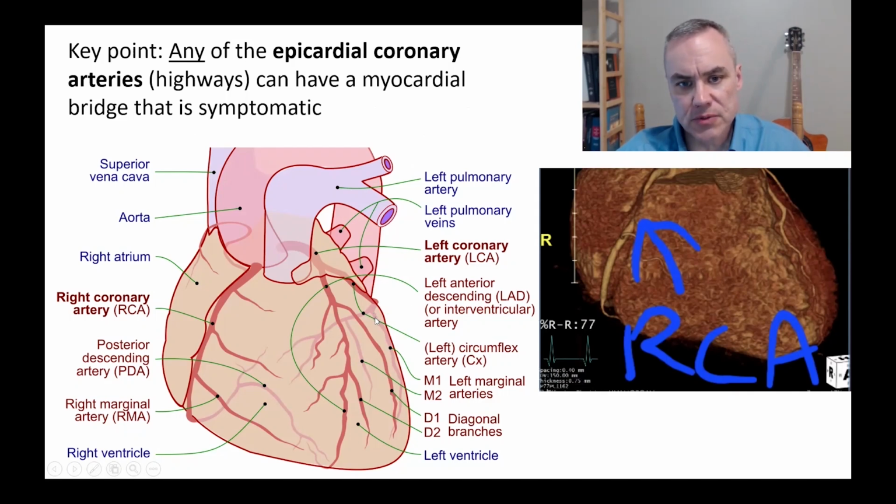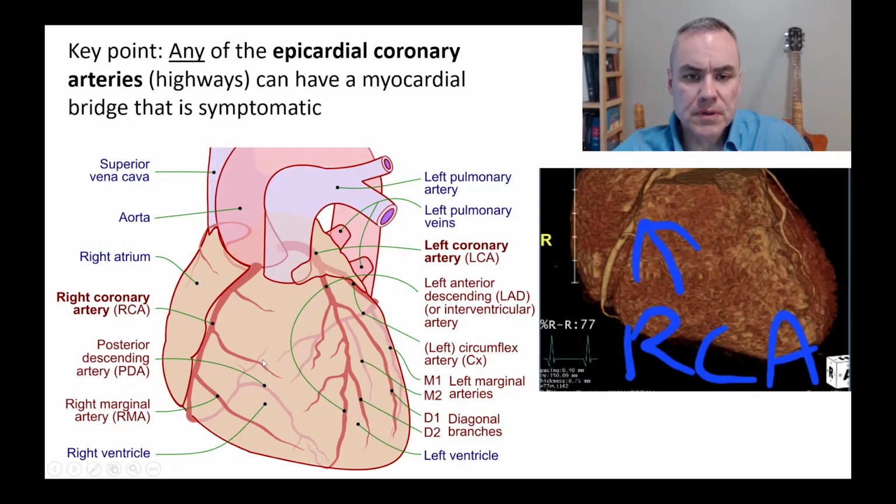Off of the LCX, this one going down like this is actually significant. It's the M1 or the OM1, the marginal or obtuse marginal artery. And then there's an OM2 down here, the marginal 2 or obtuse marginal 2 artery. And if I'm not mistaken, those were bridged, and I had those unroofed as well. At least one of those, maybe two actually.